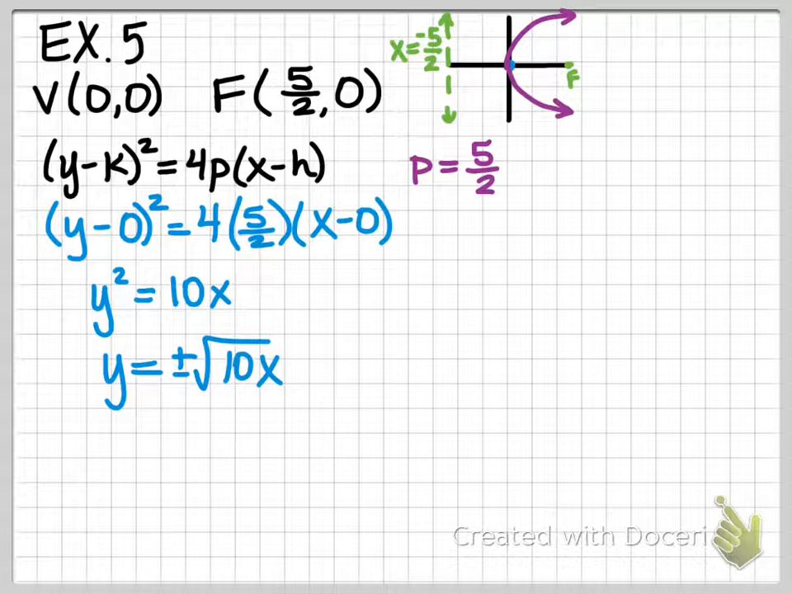So the positive square root would graph the top and the negative square root would graph the bottom. So we don't need to do that on this problem. I just wanted to show you that that's how you could graph this problem. But what we were looking for is y squared equals 10x.